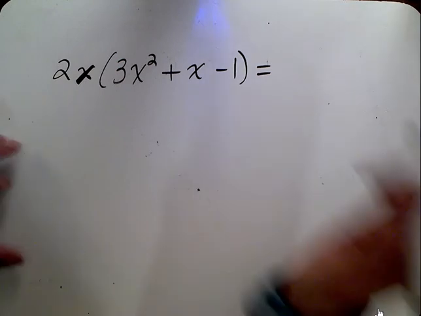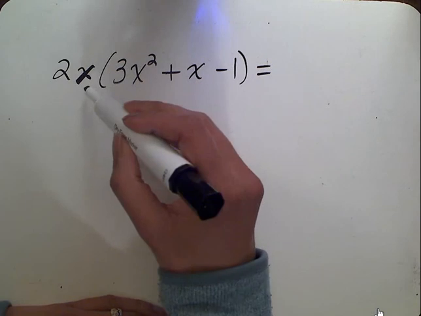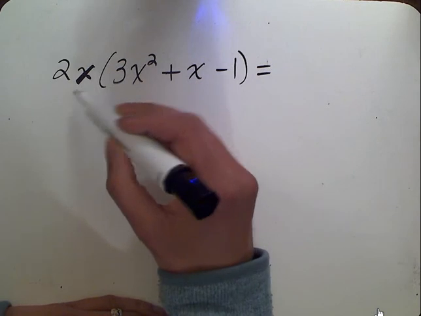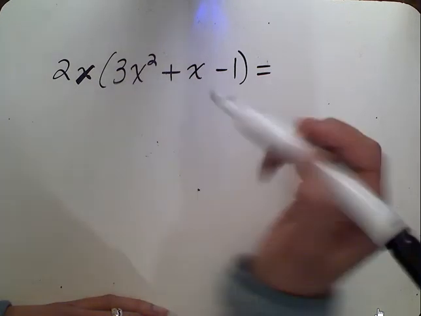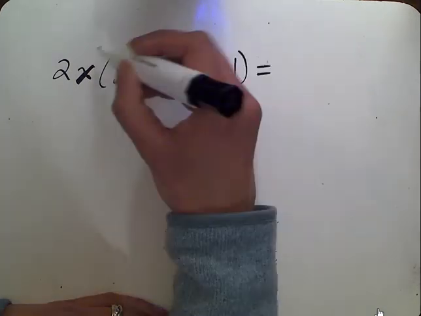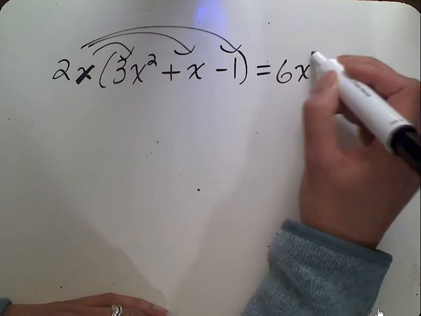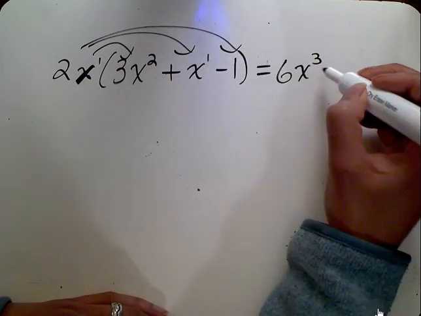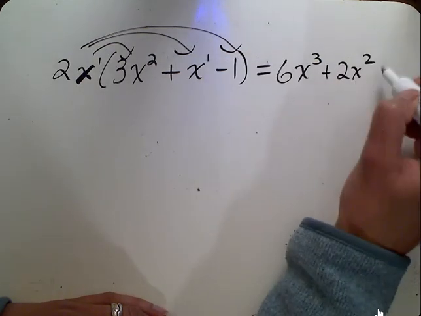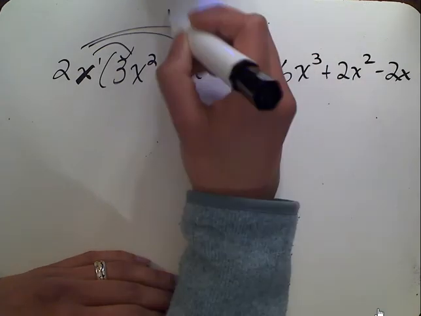So when I expand in this example, I'm multiplying the term in front of the bracket by all the terms inside the bracket. So very quickly, when I do that, I get 6x cubed, because of the divisible 1 there, plus 2x squared minus 2x. So again, this process is called expanding.